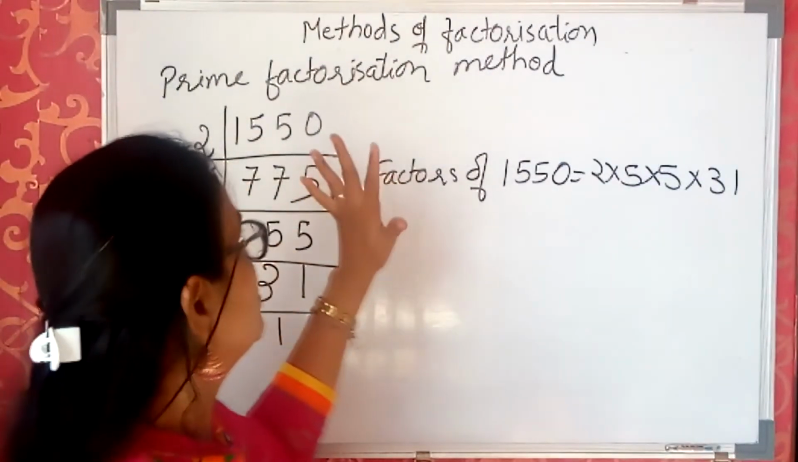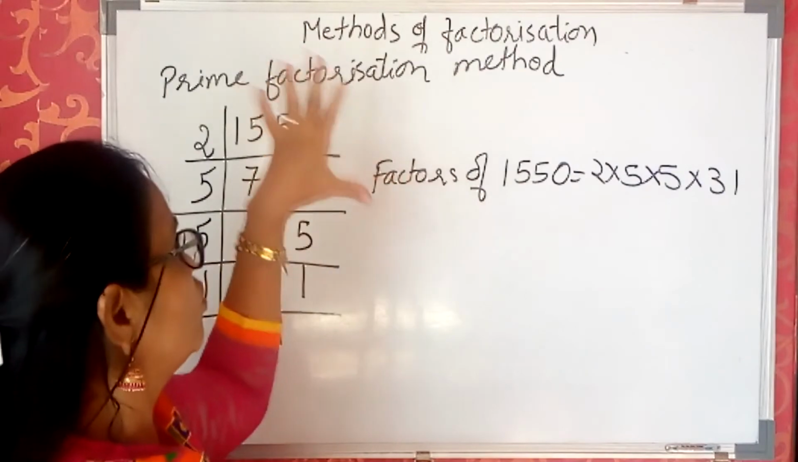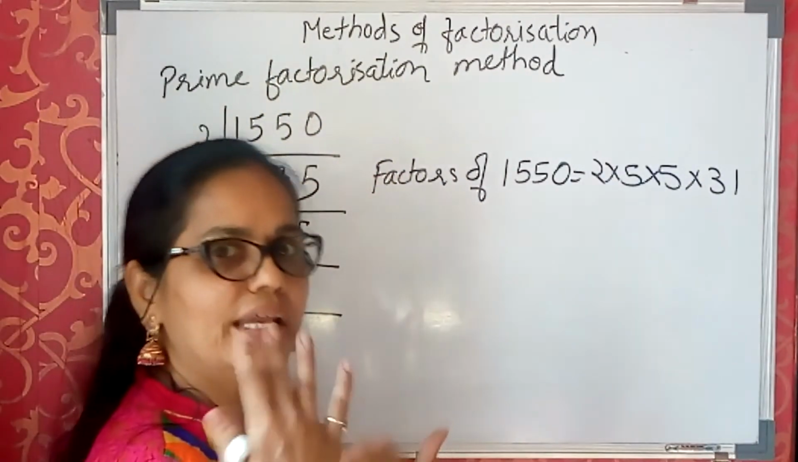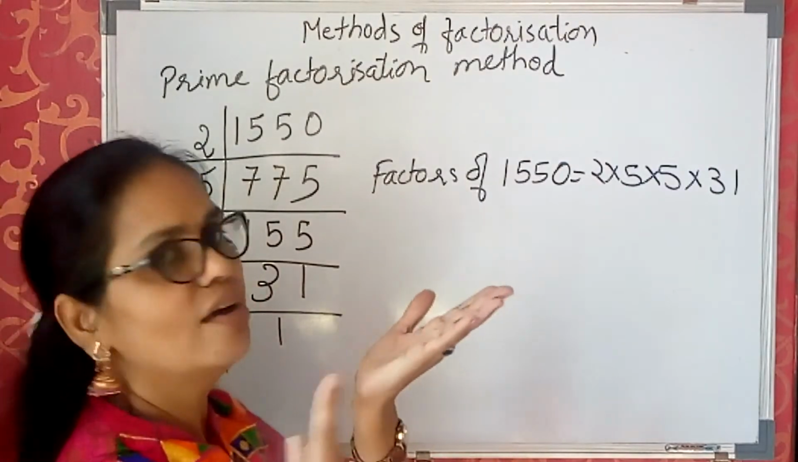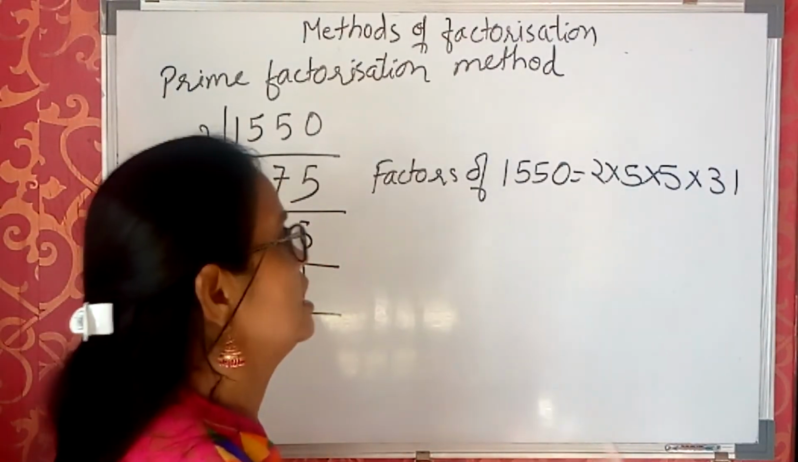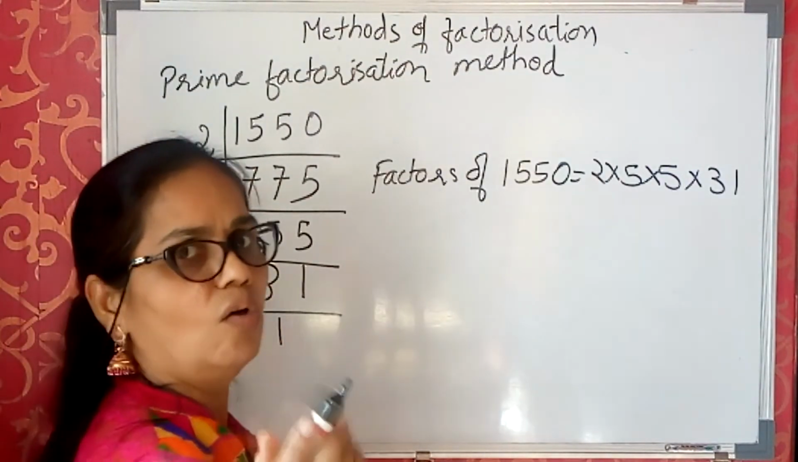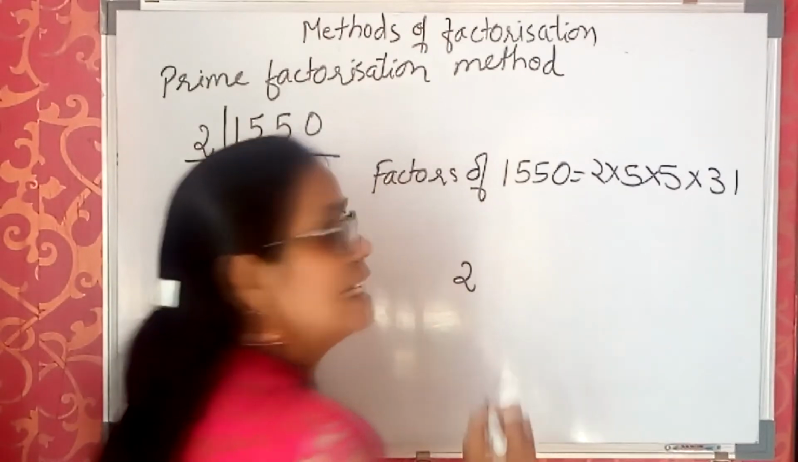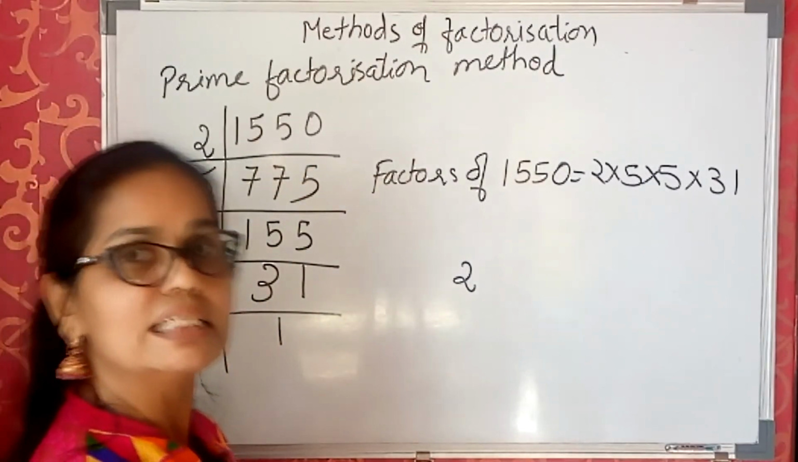This method will be useful for you to find HCF and LCM, even though there are many methods which I have mentioned in the HCF, LCM video also. One more thing, children: the only even prime number is 2. 2 is the even prime number. Is that clear?